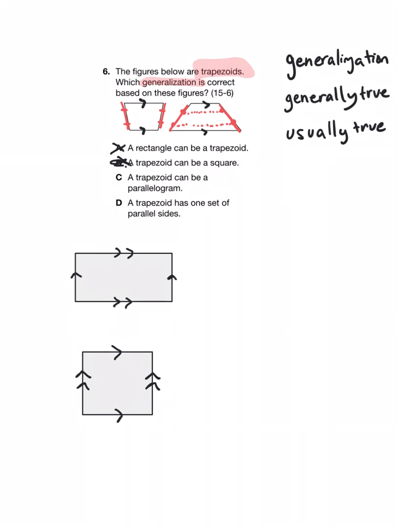Choice C, a trapezoid can be a parallelogram. Now, a parallelogram is a figure in which both sets of opposite sides are parallel. And a trapezoid only has one set of parallel sides, so I'm going to get rid of that one as well. Choice D, a trapezoid has one set of parallel sides. That's a true statement, and I can tell that from looking at my figure.